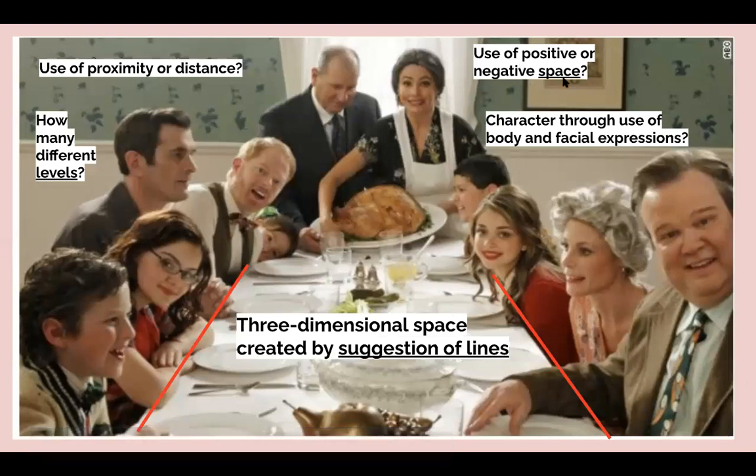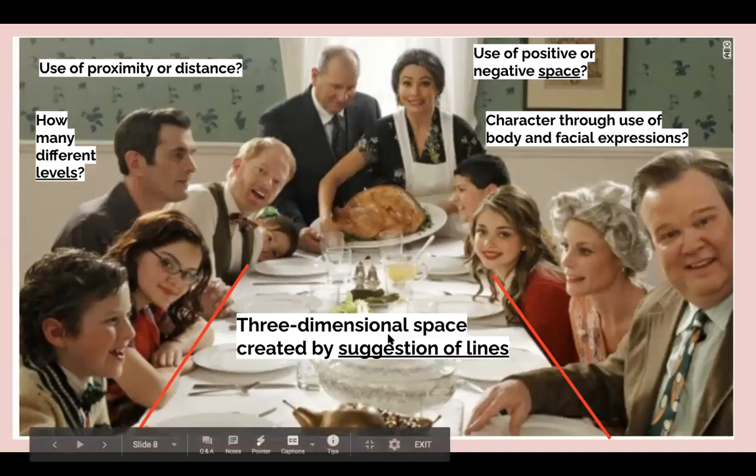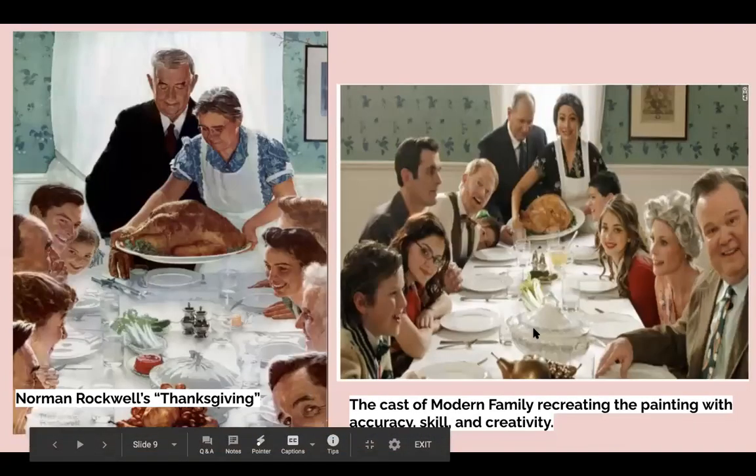There is use of positive and negative space here. We have characters that are expressing themselves with facial expressions. And we have three-dimensional space created by a suggestion of lines. So this photograph is an example of a recreated work of art.